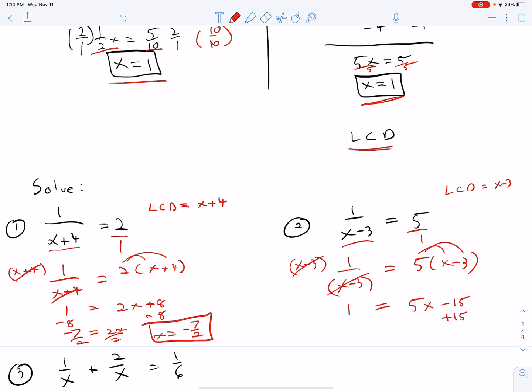We're going to add 15 to both sides. That gives us 16 equals 5x. Divide both sides by 5. X equals 16 over 5.